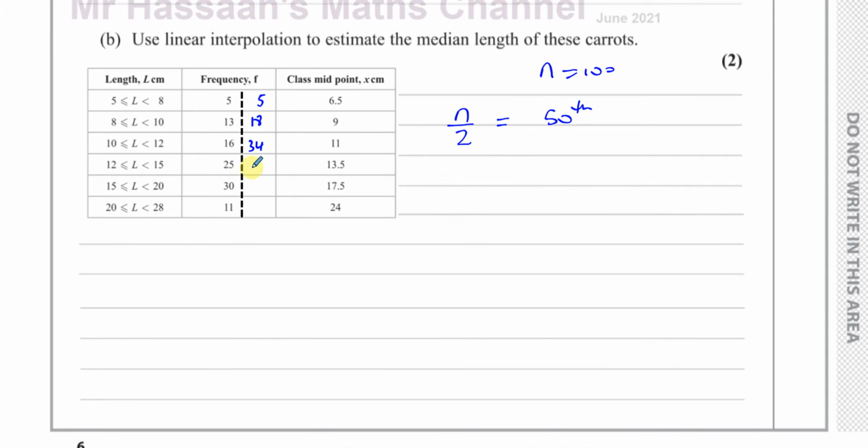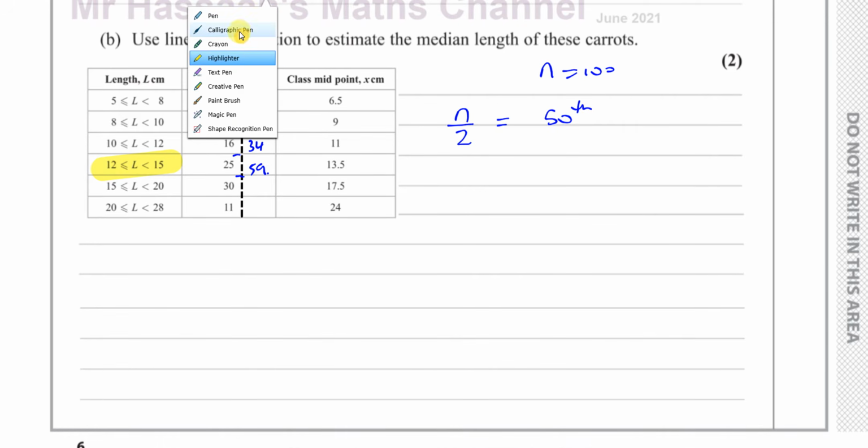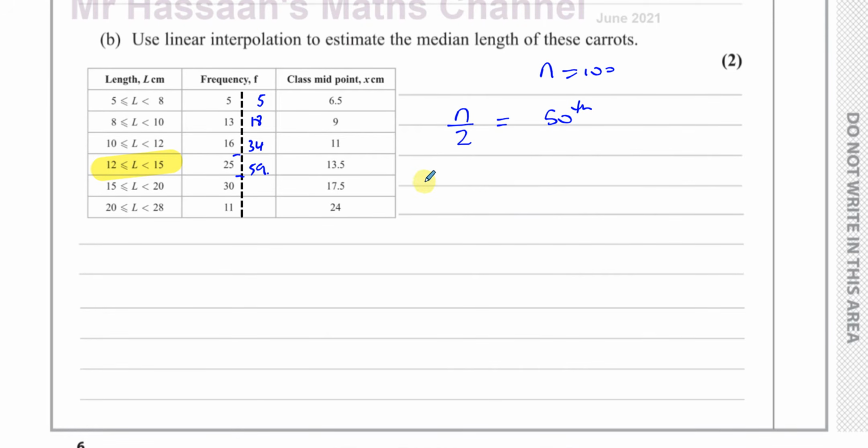34 plus 25 is 59. So we're now in the 59th term by the end of this group. So we know that this is the group that contains the median. This is the group that contains the median. So the median is in the group from 12 to 15.